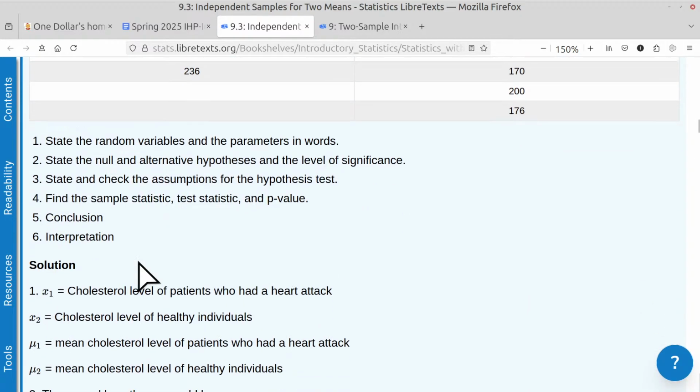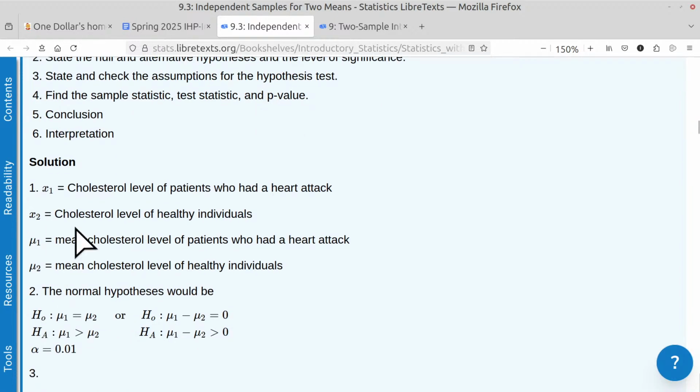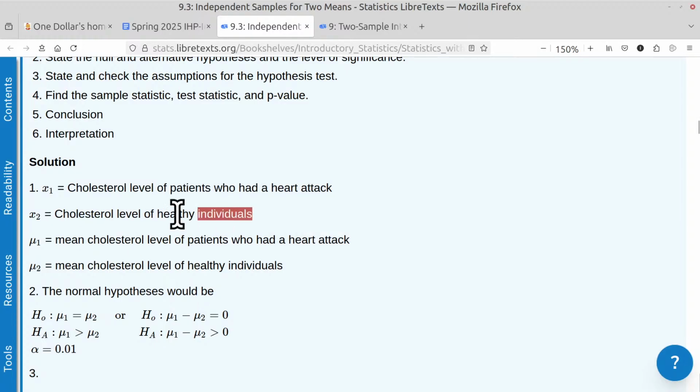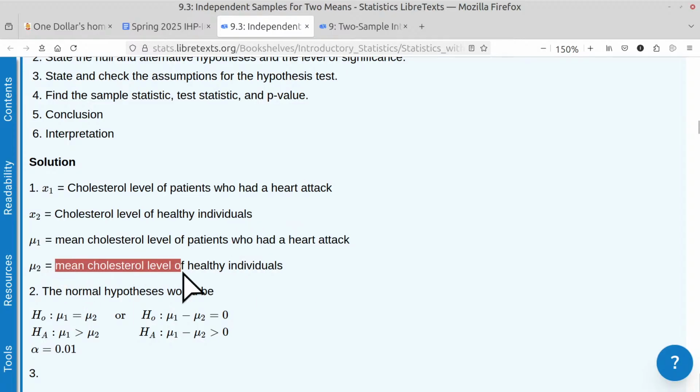Let's check it. First, state the random variables and two parameters in words. First, X1 is the cholesterol level of patients who had a heart attack, and X2 is the cholesterol level of healthy individuals. Mu1 is the mean cholesterol level of patients who had a heart attack, and mu2 is the mean cholesterol level of healthy individuals.